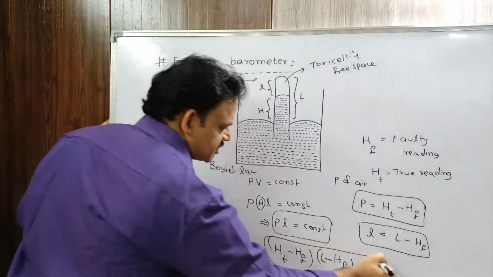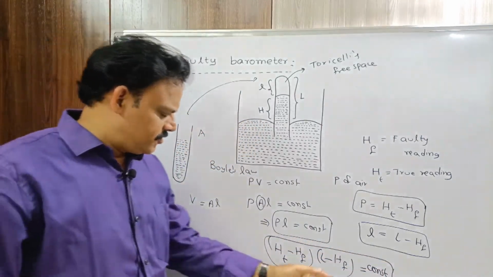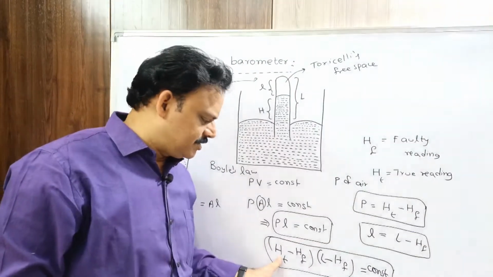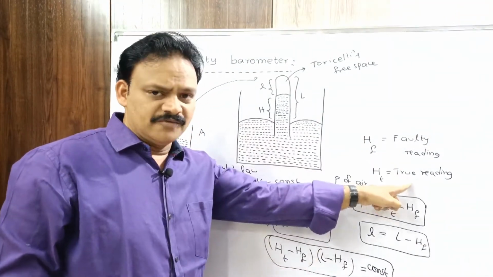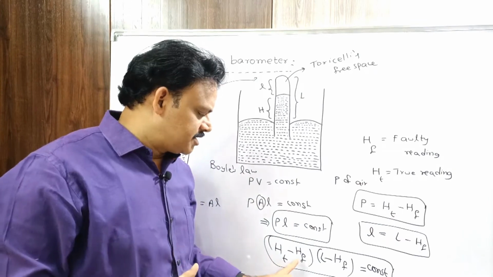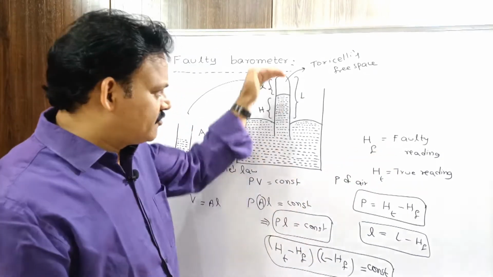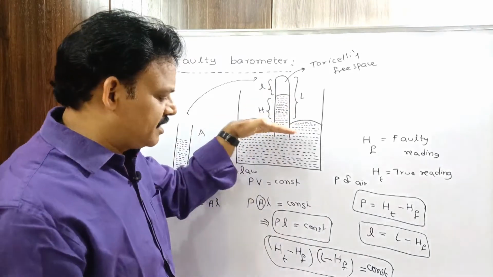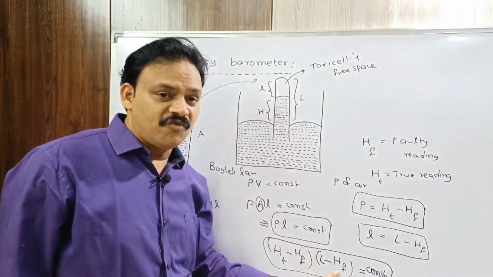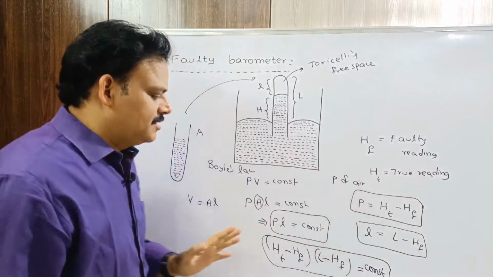You need to remember these expressions. We need to remember these values. HT means the true reading of the atmosphere. HF is the faulty reading given by the barometer. Capital L is the length of the glass tube above the mercury level in the vessel. HF is the faulty reading given by the barometer.